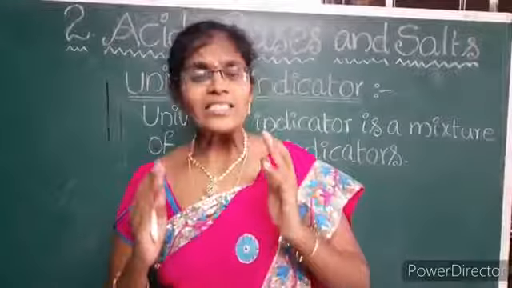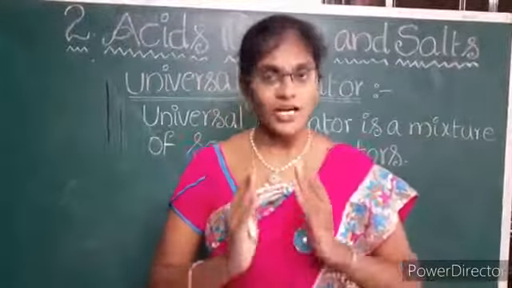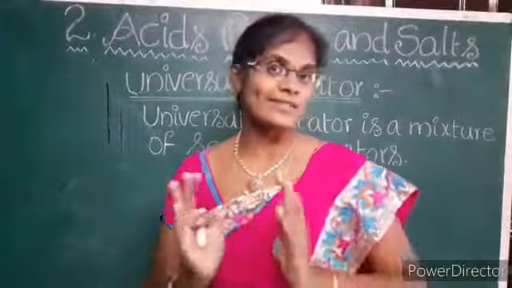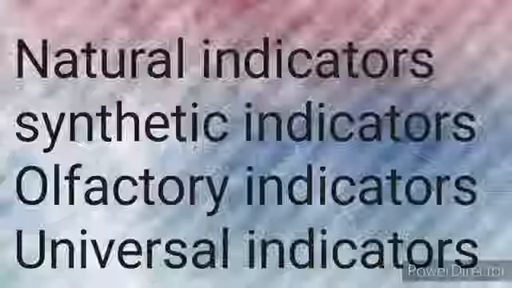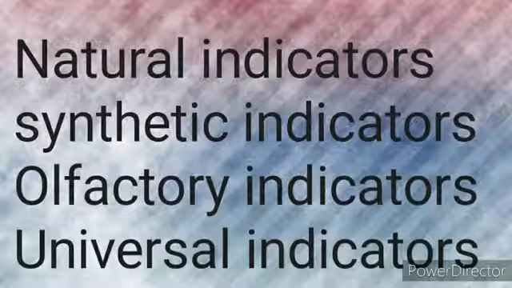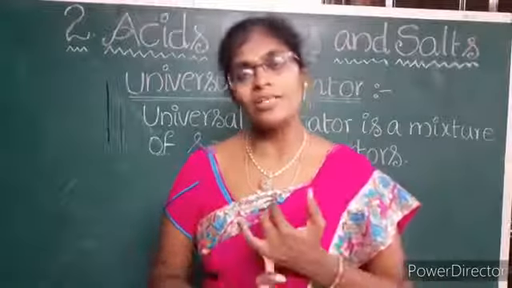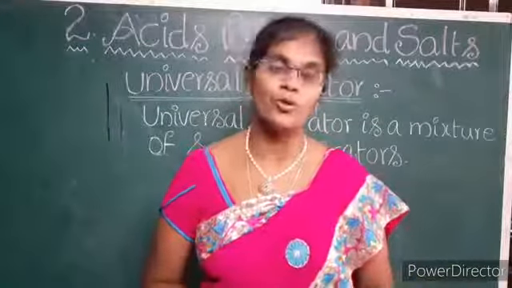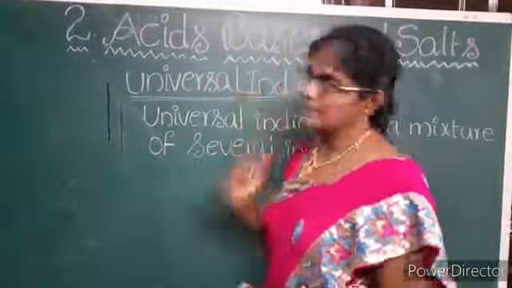Children, in Acids, Bases and Salts part 2 I already explained indicators. Children, can you tell how many types of indicators there are? According to Acids, Bases and Salts, yes, 4 types of indicators are there. What are they? Natural indicators, synthetic indicators, olfactory indicators and universal indicators. In that video I already explained natural, synthetic and olfactory indicators and their properties also. And in this video we are going to discuss universal indicators.